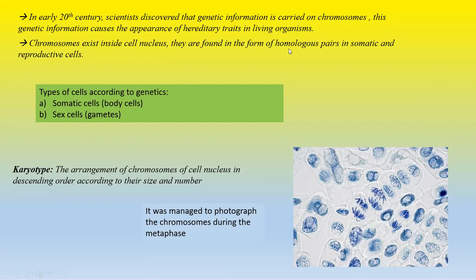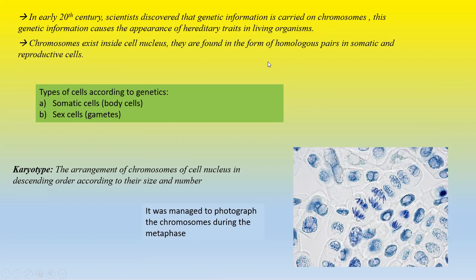Okay, the chromosomes exist inside the nucleus. They are found in the form of homologous pairs in the somatic cells and the reproductive cells. So they are always present as homologous pairs, always present as pairs. What does homologous mean? They resemble each other in size, length and so on. This is the meaning of homologous.